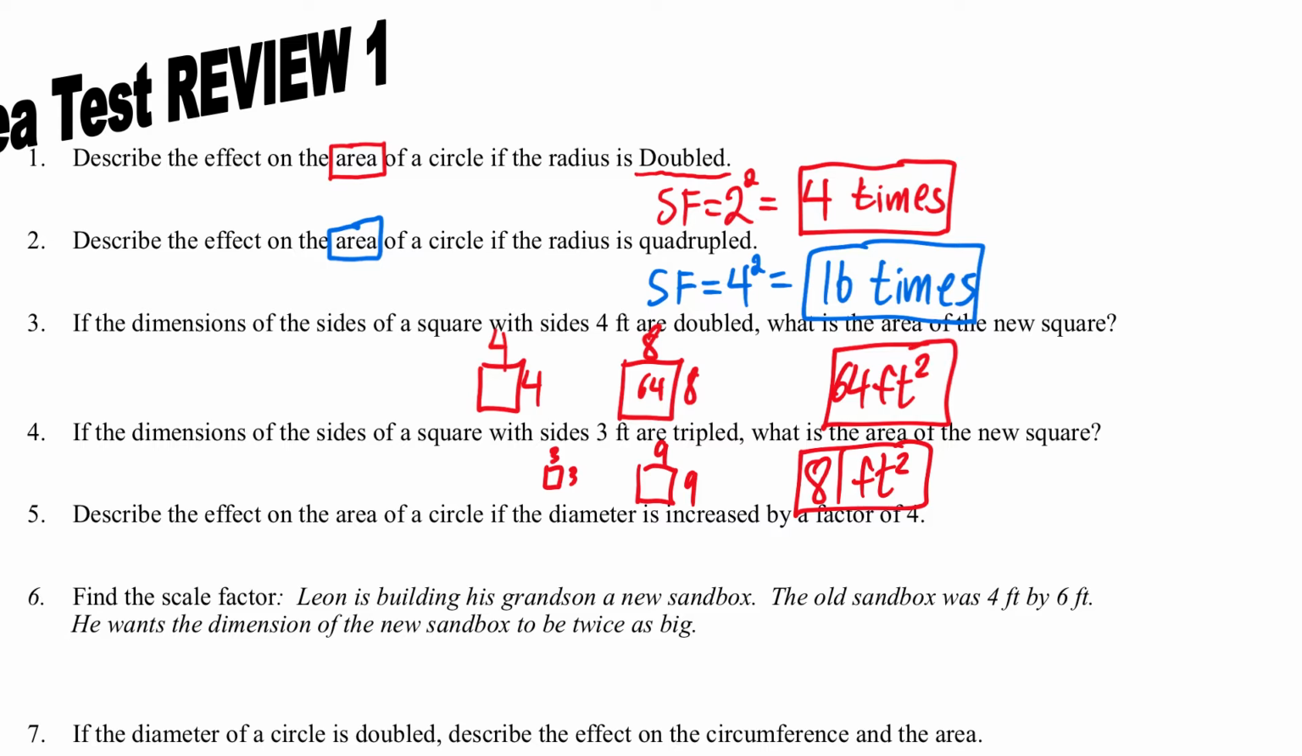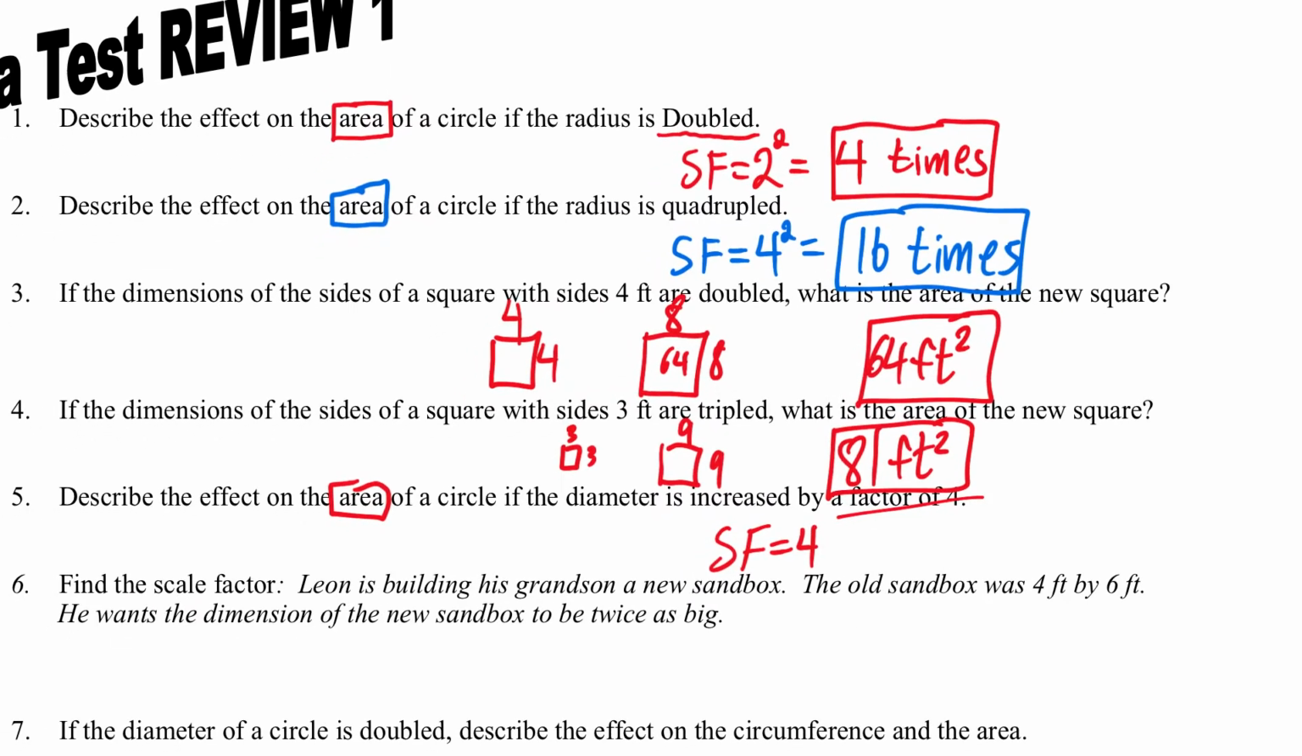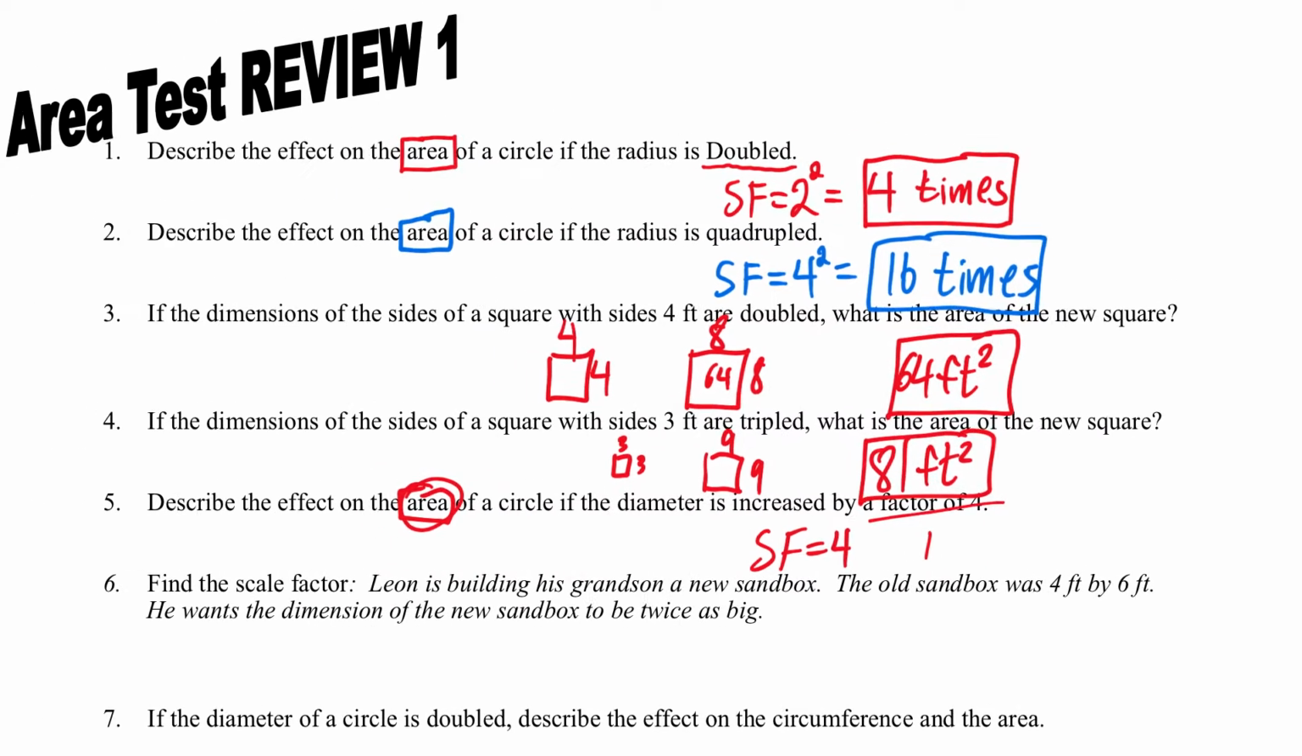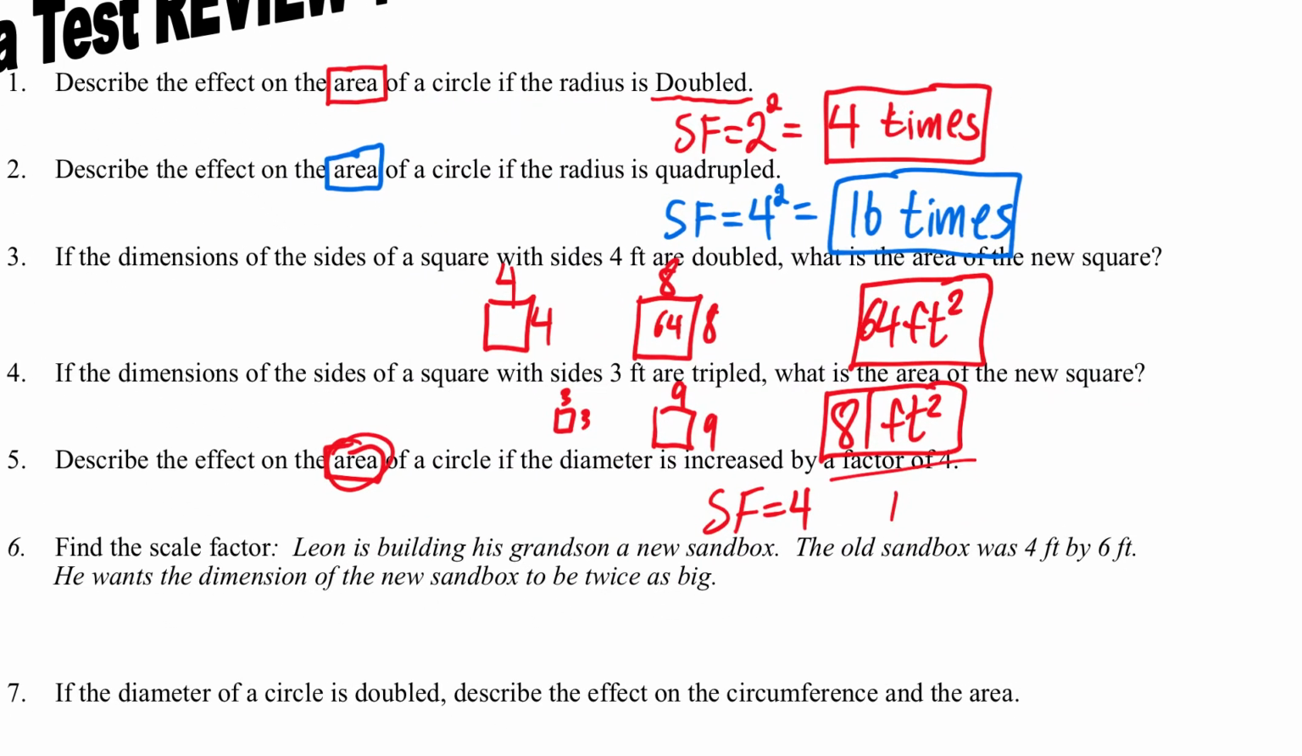Okay, describe the effect on the area of a circle if the diameter is increased by a factor of 4. So that means the scale factor is 4, obviously. So what happens to the area? I mean, it's the exact same question as number 2, really. It'd be 16 times the original.